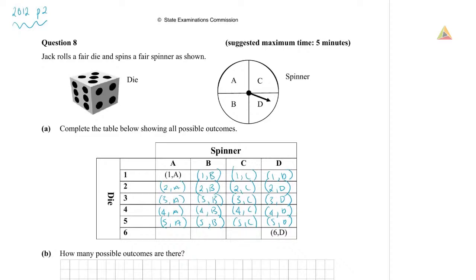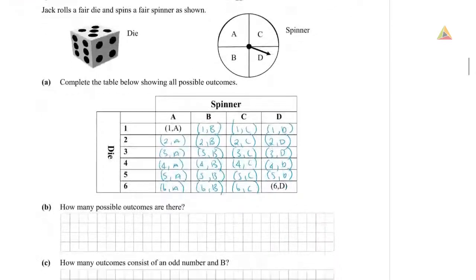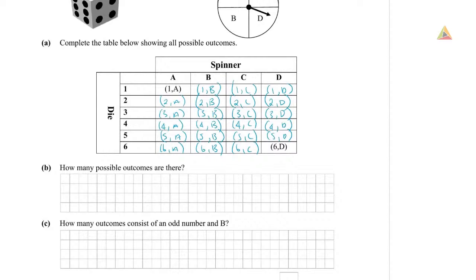And the last one then, rolling a 6, spinning an A, rolling a 6, spinning a B, rolling a 6, spinning a C, and the last one is done, rolling a 6, spinning a D. So first of all, for part B there, it says how many different possible outcomes are there. So if you were to count up all of the different outcomes there that you have, it's equal to 24. So you could physically count them.